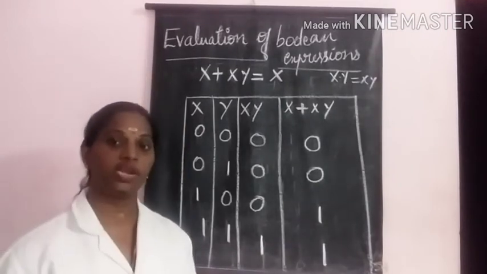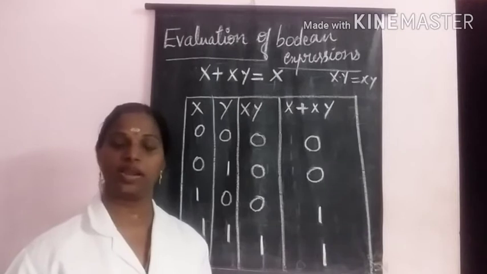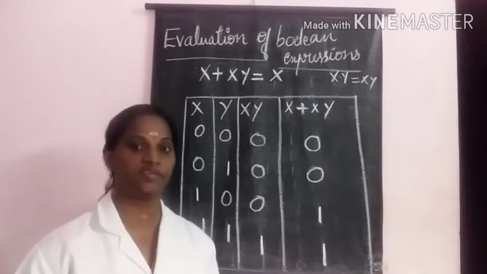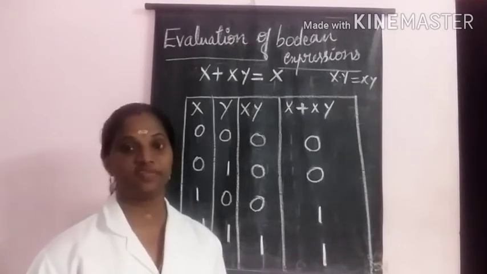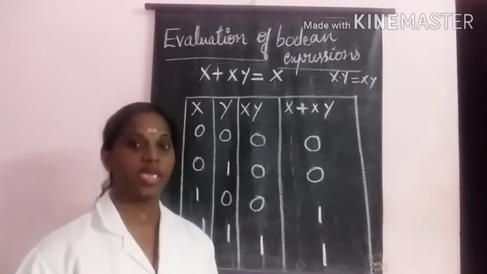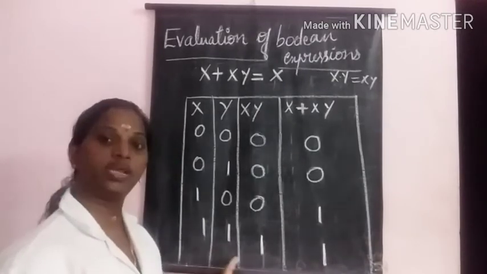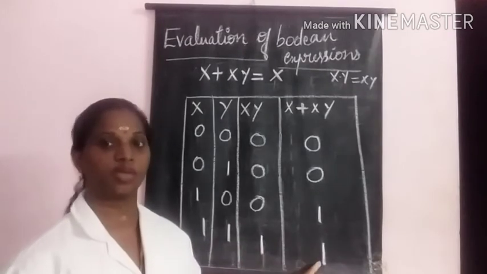See, in Boolean logic, 1 plus 1 is equal to 1, but in binary addition, 1 plus 1 is equal to 10. That is 0, and carry 1. But in Boolean logic, 1 plus 1 is equal to 1.